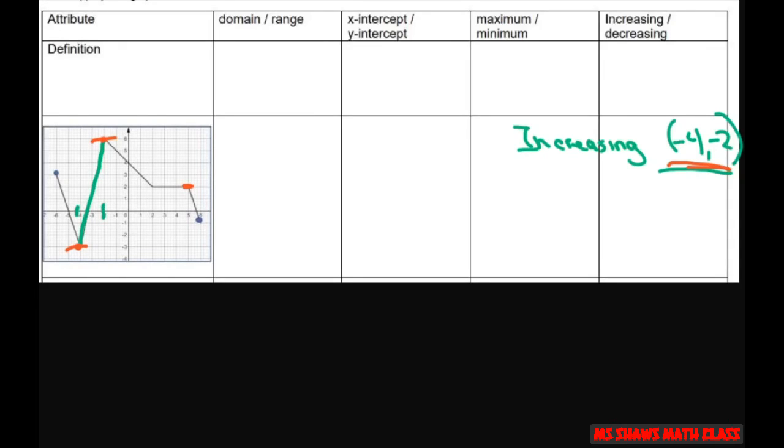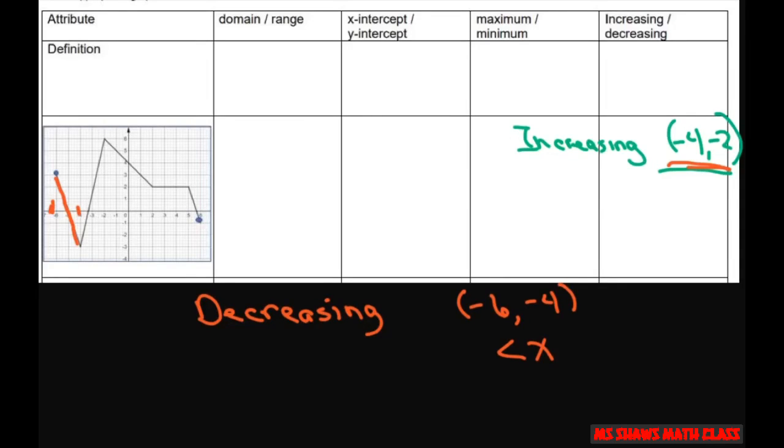All right, now it looks like it's decreasing in 3 places. So let's write decreasing. And you're looking at your x. So it's decreasing from -6 to -4 right here. So that's -6 to -4. You could also write it like this. Remember how we did last class. If you get confused, you might want to use just your inequality.